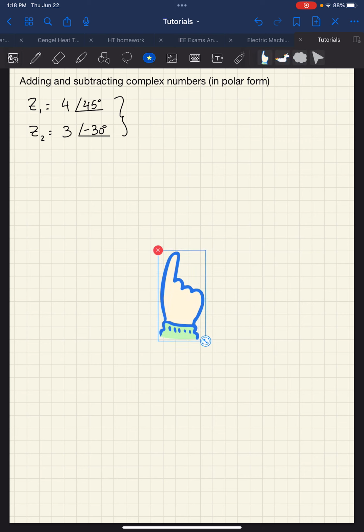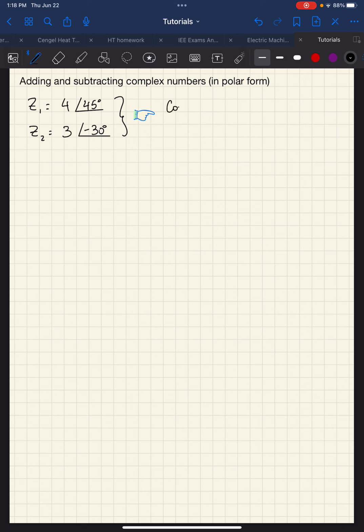So let's put this here. Convert to rectangular form, and then add or subtract normally. So let's do that. Let's start with the first one.